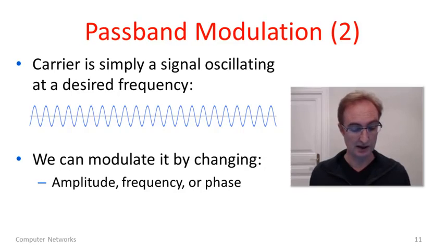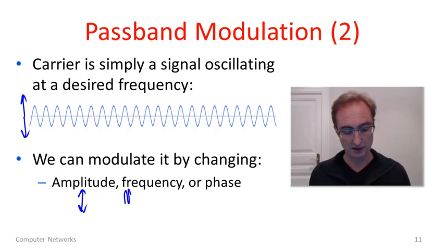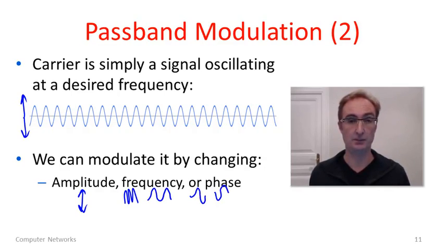We can change the amplitude, that's how far up and down it is. Maybe I should draw here, the amplitude is how far up and down it is. The frequency is how fast it wiggles. We can have it wiggle quickly or a little bit more slowly. And the phase is where it is in its cycle. We could change the phase from up down to maybe down up, would be different phases.